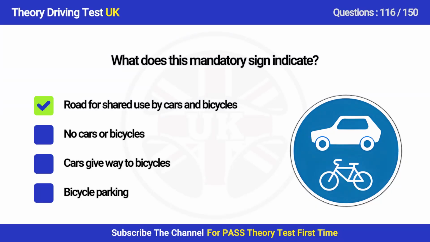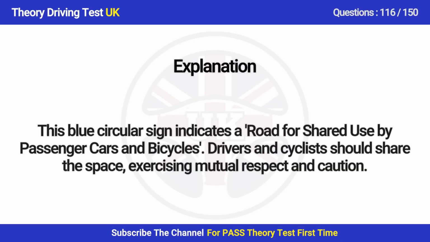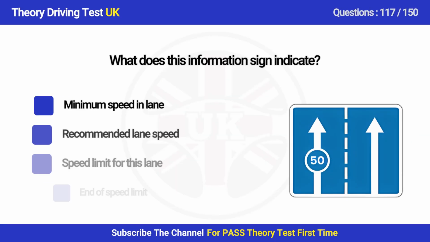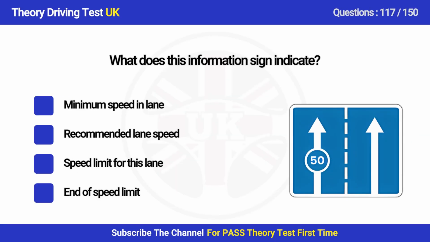Answer is A. Road for shared use by cars and bicycles. This blue circular sign indicates a road for shared use by passenger cars, and drivers and cyclists should share the space, exercising mutual respect and caution. Question 117. What does this information sign indicate?